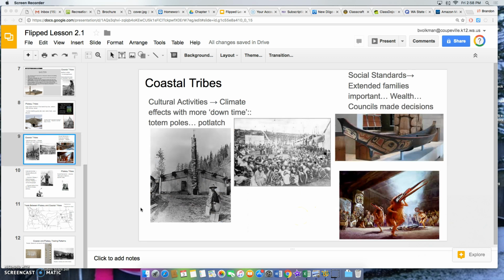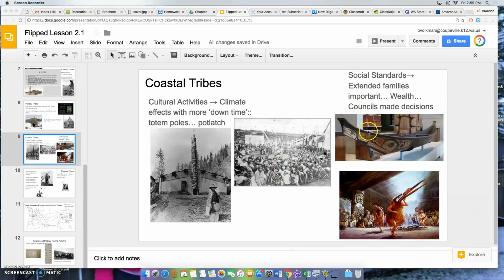Now, about the cultural activities with the coastal tribes. First off, since the coastal tribes did not have to move for their food, they had more time to cultivate their culture. They were able then to create these beautiful looking totem poles with animal figures that represented different parts of their family's identity. They were able to make beautiful looking canoes. They were able to have potlatches to show their wealth and to share different items.